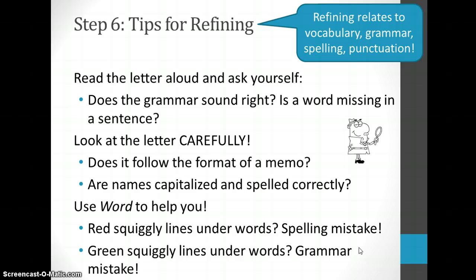And use Word's spell check, last of all, to help you. Those red squiggly lines under the words, it shows you the spelling mistake. Right click, see what it is, use a dictionary, make sure it's not misspelled. Green squiggly lines, grammar mistake. Use that to help you.